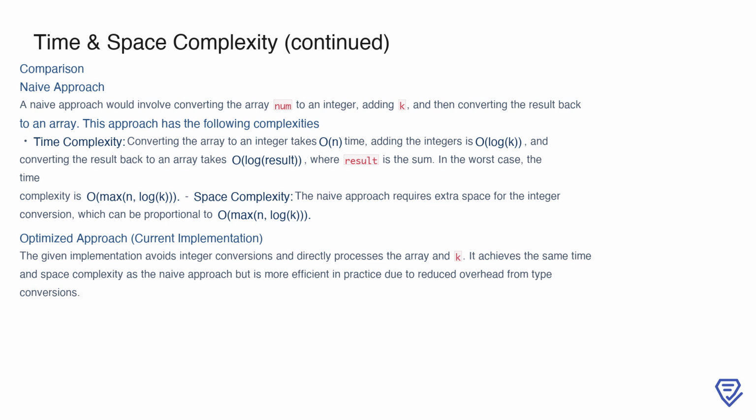Similarly, the space complexity of the naive approach involves additional memory for the intermediate integer representation, making it O(max(n, log k)) as well. In contrast, the optimized approach avoids these conversions entirely by directly processing the array and k, achieving the same theoretical bounds but reducing overhead significantly in practice.